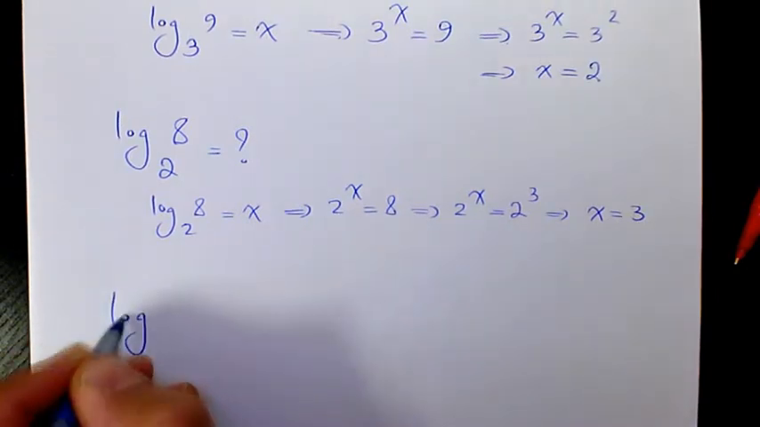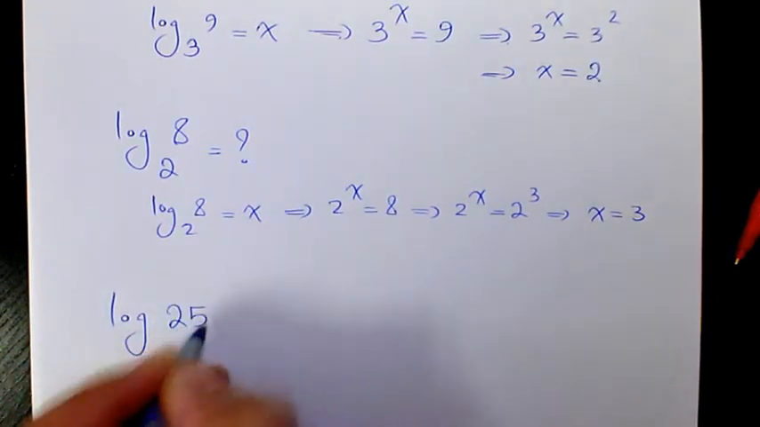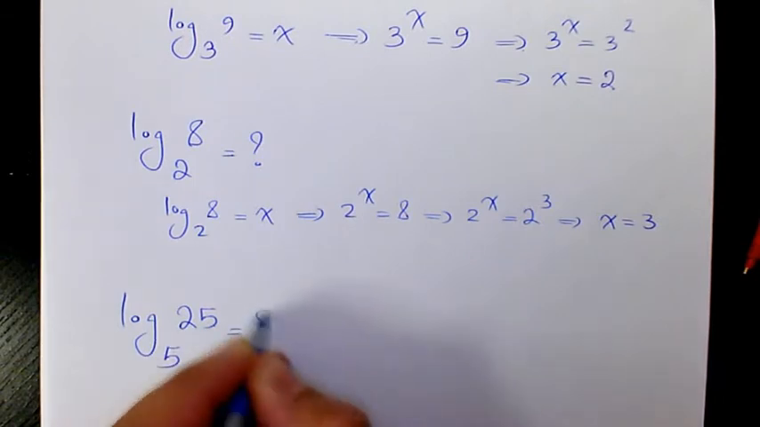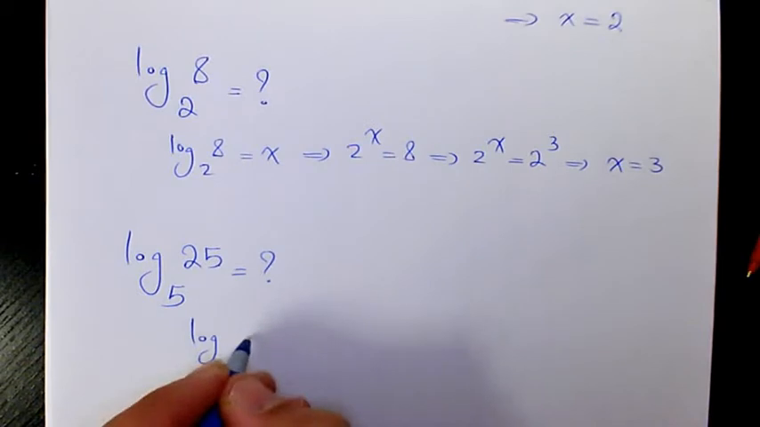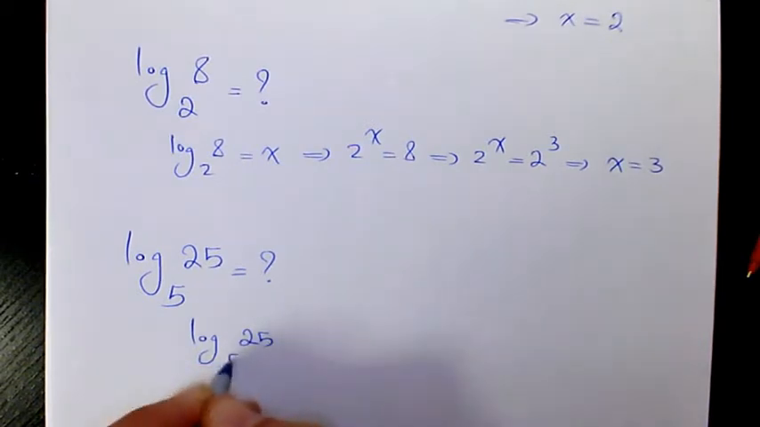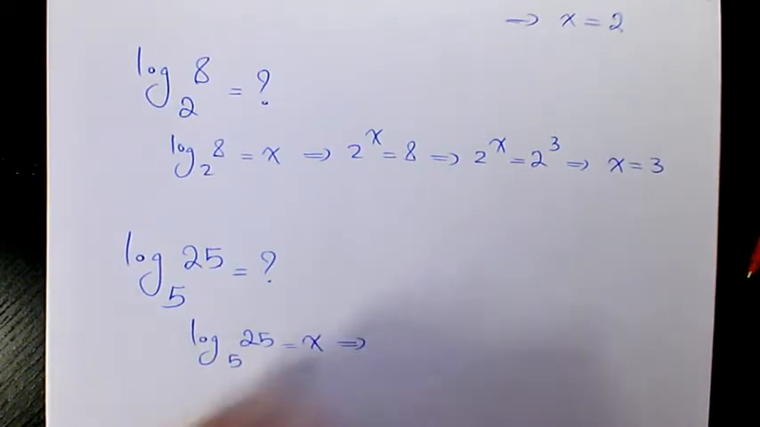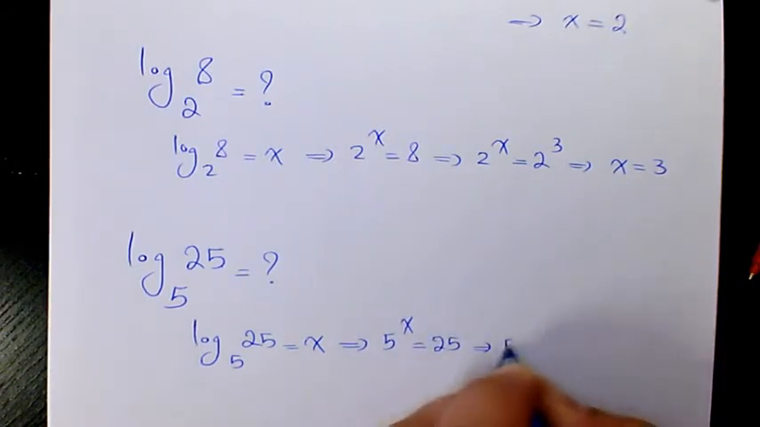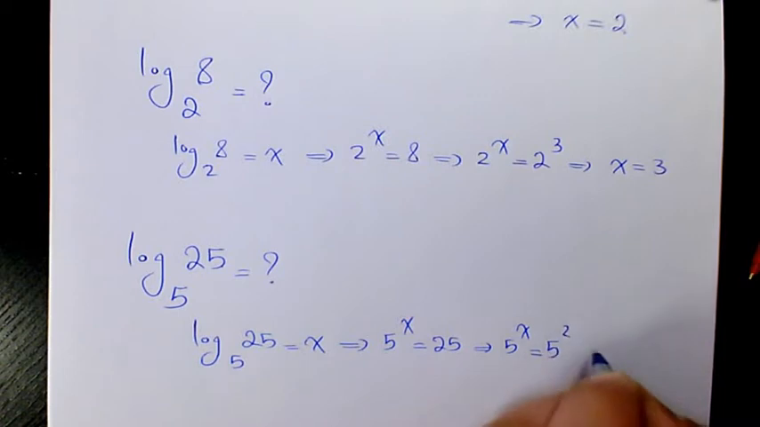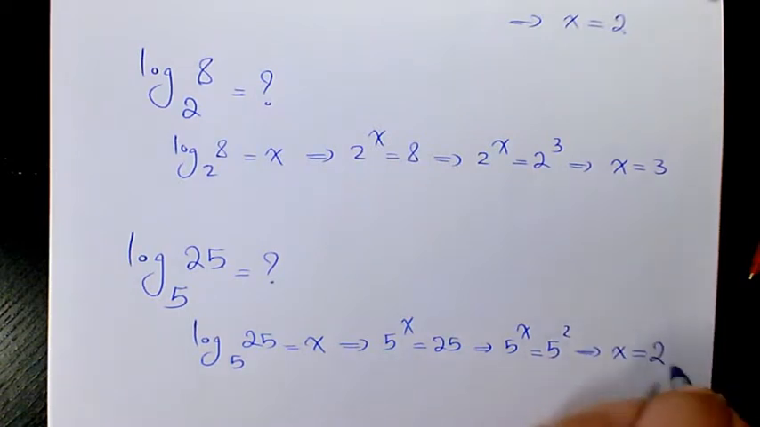Next example, log 25 base 5. I'm going to say log 25 base 5 equals x. Therefore, 5 to the power of x is 25. So 5 to the power of x equals 5 to the power of 2. So x will be equal to 2.